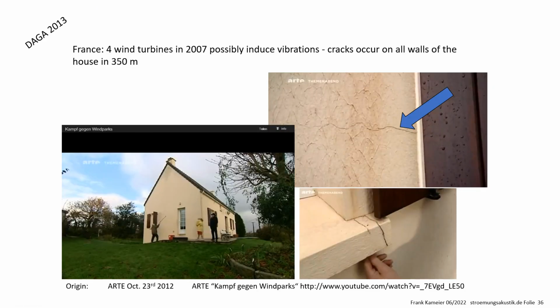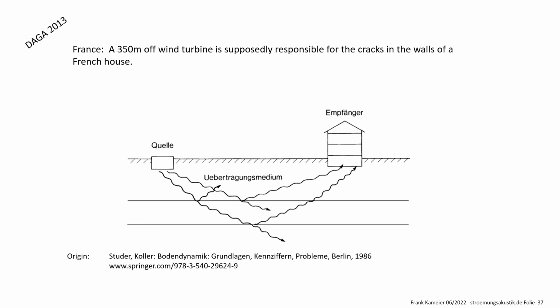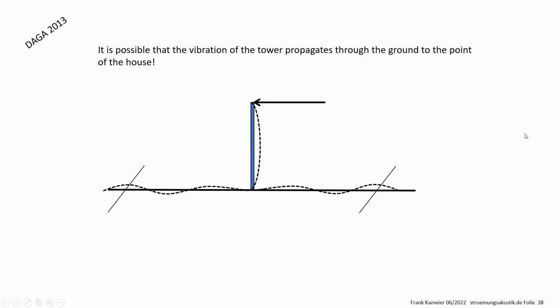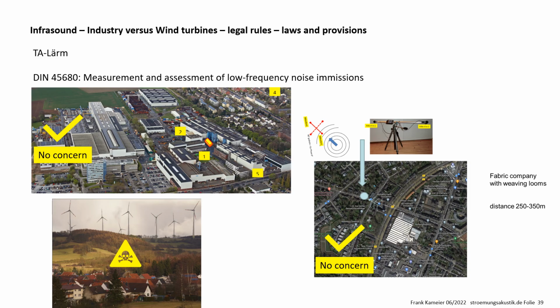Of course, there are problems with wind turbines. I reported in 2013 about something which I found on TV, that there were cracks in the wall. They were real. Of course there are problems. And often, for nearly all these things, you find technical explanations: the tower was swinging, and the tower was transferring the waves into the ground, and so there was a problem in the house. It occurs, but it's not related to infrasound.